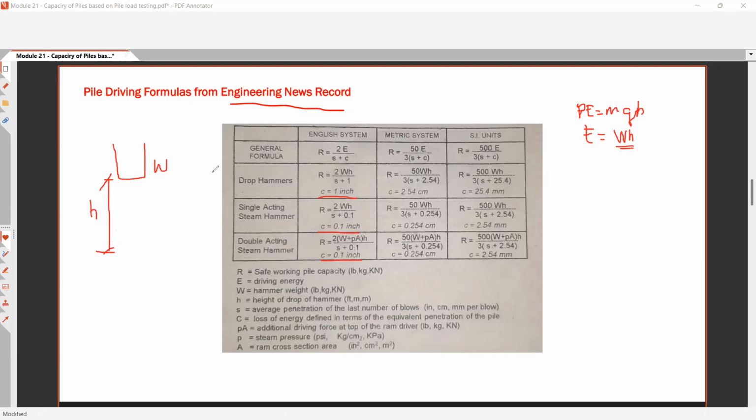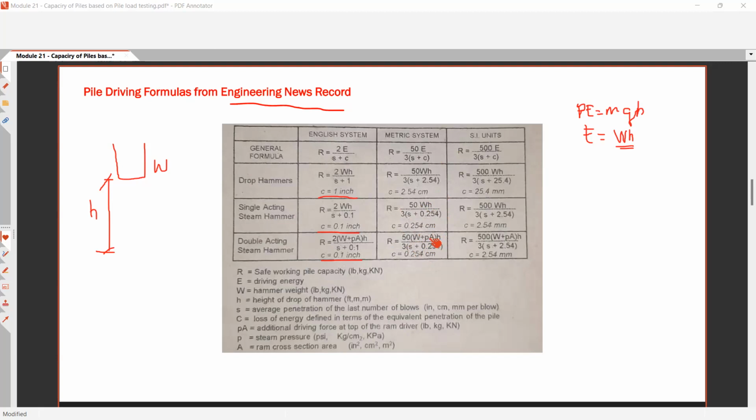So the formula is as follows for the metric units. 50E over 3(S + C): for the drop hammer, 50WH over 3(S + 2.54). For the single acting steam hammer, it is 50WH over 3(S + 0.254). And for the double acting steam hammer, it is 50(W + PA)H over 3(S + 0.254).